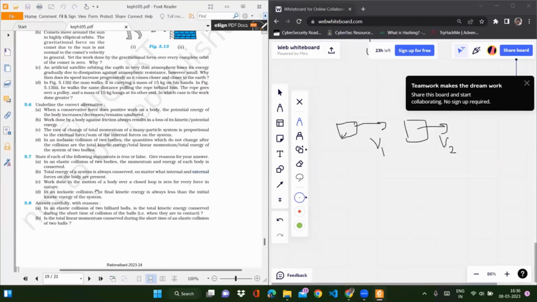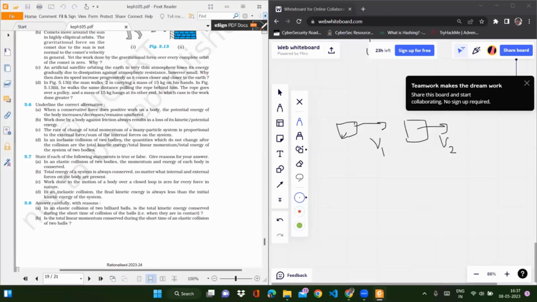Now the third statement says: work done in the motion of a body over a closed loop is zero for every force in nature. Now this is also false because this statement holds for the conservative force. Work done in the motion of a body over a closed loop is zero for the conservative force. For a non-conservative force, over the closed loop the work done will not be zero. So this statement is false.